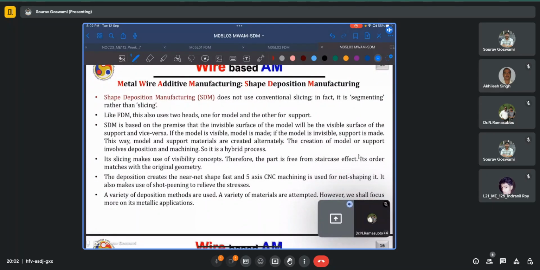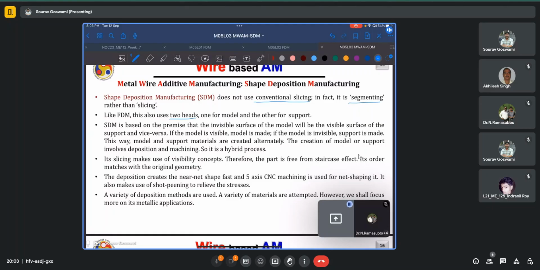Another process which is not strictly wire-based AM, but can be said to be a predecessor or a related process, is shape deposition manufacturing. As I was saying, it does not even use conventional slicing, be it fixed slicing or adaptive slicing. It uses something called segmenting. What segmenting is, we will encounter in the upcoming slides. And to deposit the build material and the support material, it may use, say, two heads or two extruders.